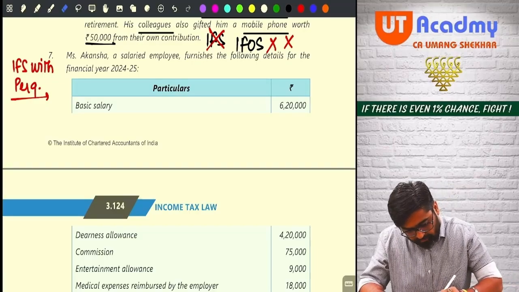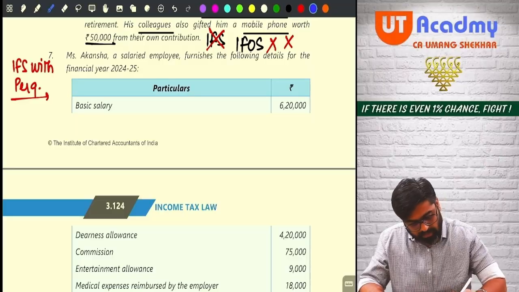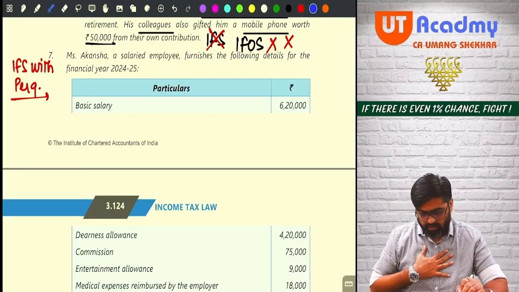Do the markings. Miss Akanksha, a salaried employee, furnishes the following details for the financial year 24-25.